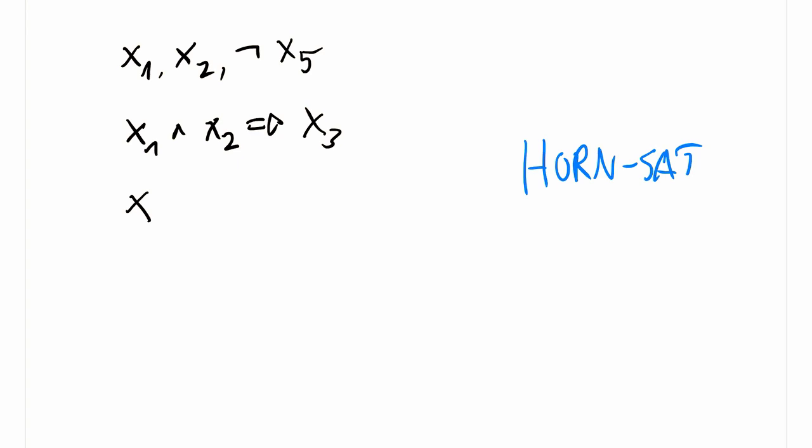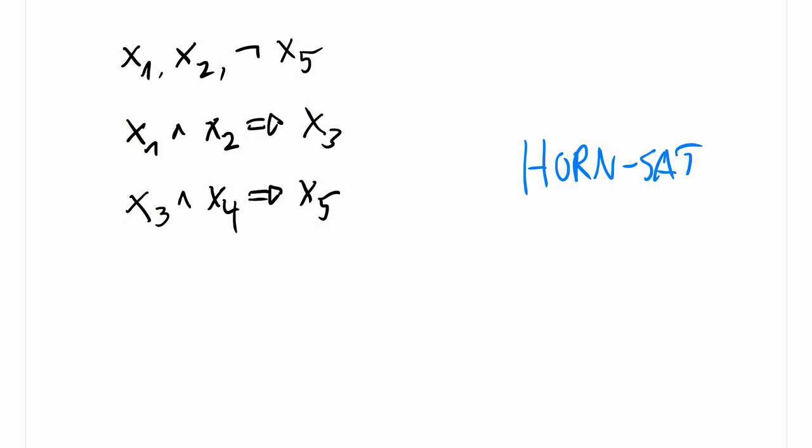And another one, x3 and x4, if they are both true, then x5 must be true. Okay, so this is just an example. Let's see whether we can map the variables to true and false so that all the assertions and all the rules are satisfied.